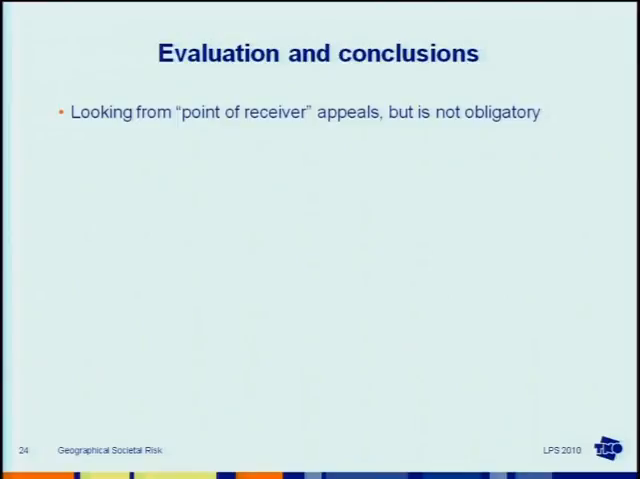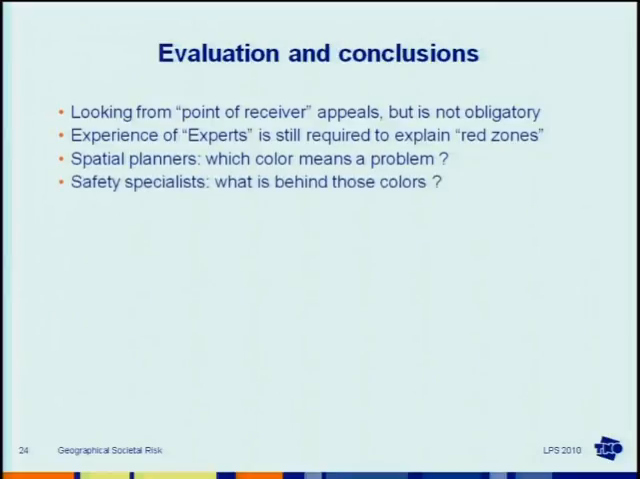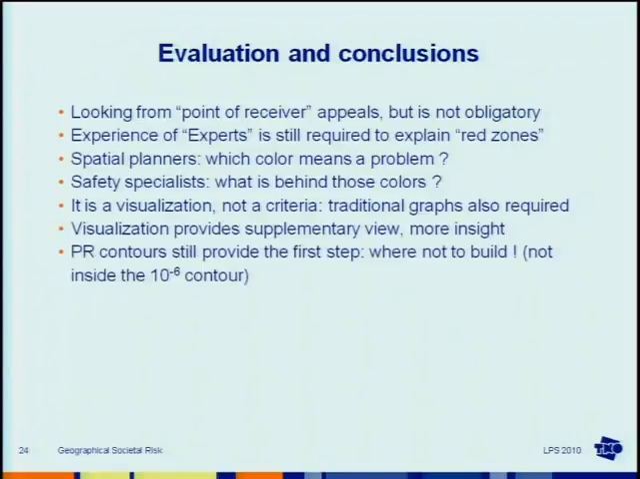So we are looking from the point of the receiver. It appeals, but be aware it's not obligatory. Also, it appeared that you still need experts to explain what's going on and what is causing the risk, and whether it's toxic or flammable situations. Spatial planners would often simply ask, okay, which color is a problem? Whereas safety specialists will always ask, okay, but what do I see? What's behind those colors? It's a visualization and it's not a criterion. So the traditional societal risk graphs are still required. It's a supplementary view just to get more insights.